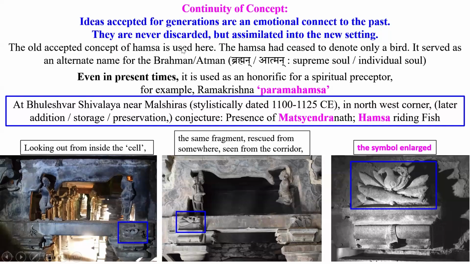In the old concept, the Hamsa had ceased to denote only a bird. It was an alternate name for the Brahman or the Atman or the Supreme Soul, whatever you want to call it. Even in present times, it is used as an honorific. For example, Ramakrishna Paramahamsa, it tells you about the height of his spirituality. And I'm showing you a physical example where it is used as a symbol.